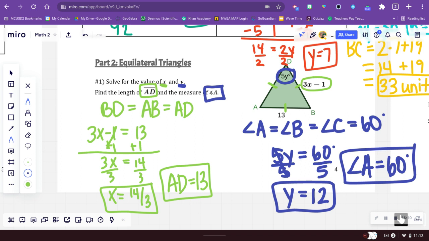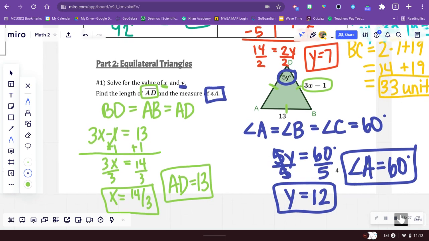Okay, so that's equilateral triangles. Set the sides equal to each other. And then the angles we know have to be 60. So angles inside of an equilateral triangle have to be 60 degrees. So you know that, even if it doesn't tell you.